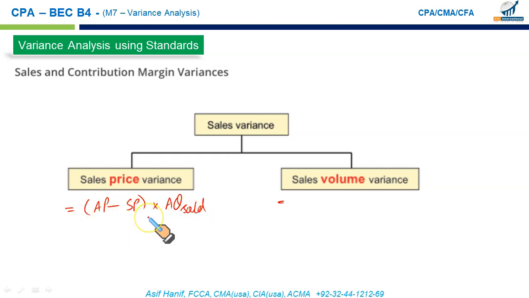So this will give you the price variance. In case you want to find the volume variance, it's going to be the actual quantity sold minus the original planned quantity multiplied by the budgeted unit contribution margin. Just use these formulas. You can solve any question that comes your way in CPA.